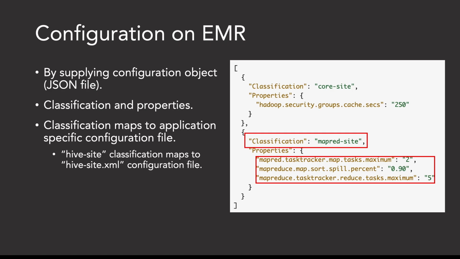So classification maps to the application-specific configuration file. As I said, hive-site classification would map to the hive-site.xml configuration. In this case, mapred-site is mapping to mapred-site.xml. We also have core-site, which is mapping to the core-site.xml file. So let's have a small demo and see how we can configure it for EMR.